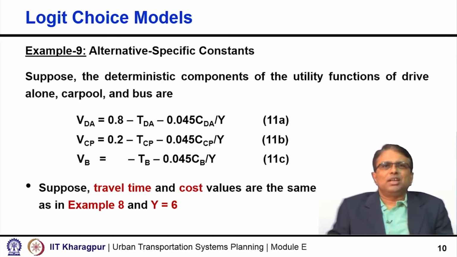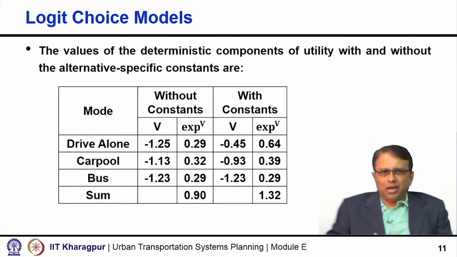So, suppose you see that 11a, 11b and 11c are the equations, utility equations, where AC is considered, right, and of course, the bus is the base mode. So, for bus it is 0. Now, the same example with the similar travel time, travel cost values, we can also calculate the utilities exactly in the same manner. Calculate e to the power utilities, sum of the e to the power utilities for all the alternatives considering drive alone, carpool and bus, then with constant and without constant.